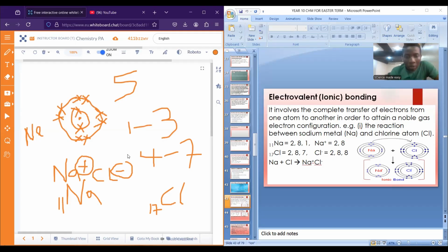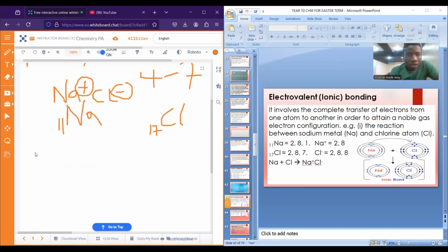For example, now, our sodium. The electron structure of sodium is 2, 8, 1.